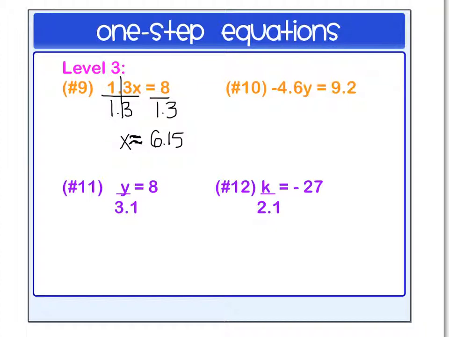When we move on to question 10, we've got a negative 4.6 that's connected to our y by multiplication. To undo multiplication, we're going to divide. Negative 4.6 over negative 4.6 is 1, 1y equals, and 9.2 divided by negative 4.6 gives us a negative 2.